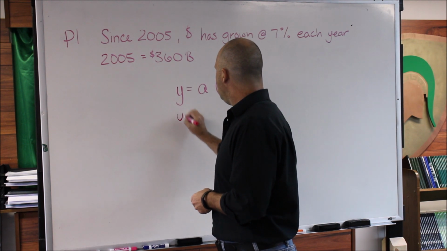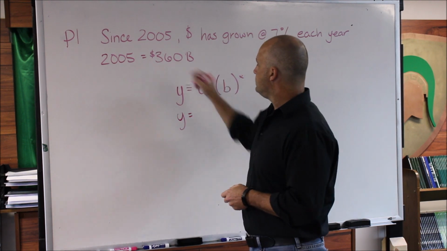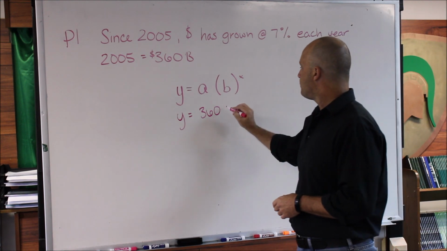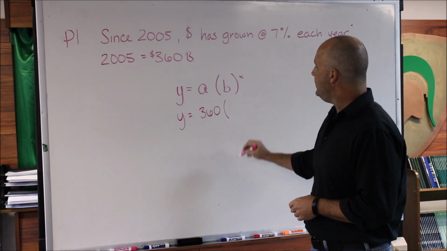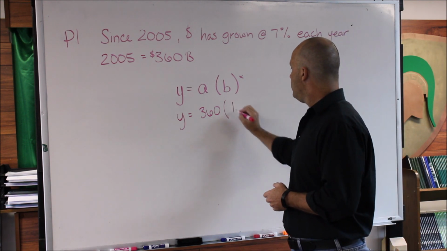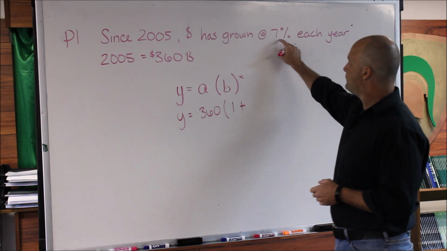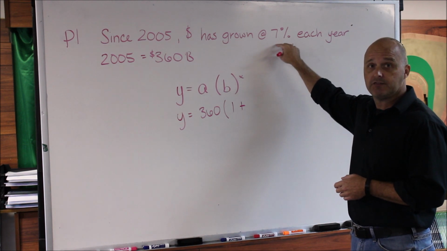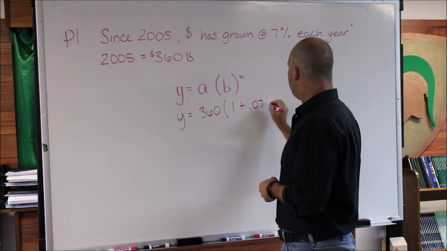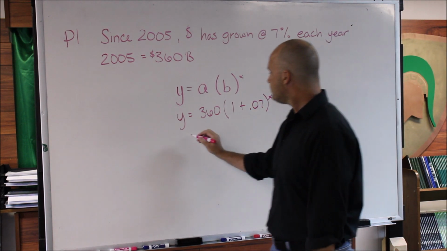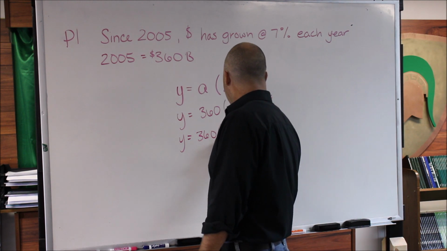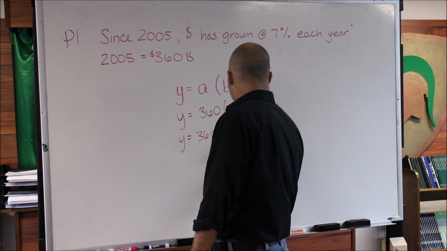So we get y equals 360, and we're going to use 360 in billions. So 360 times b, which is going to be our growth factor or our decay factor. So we're going to go 1 plus, and then what is our rate? Our rate is positive 7%. So that's going to be plus 0.07, to the x. So our new formula is y equals 360 times 1.07 to the x.